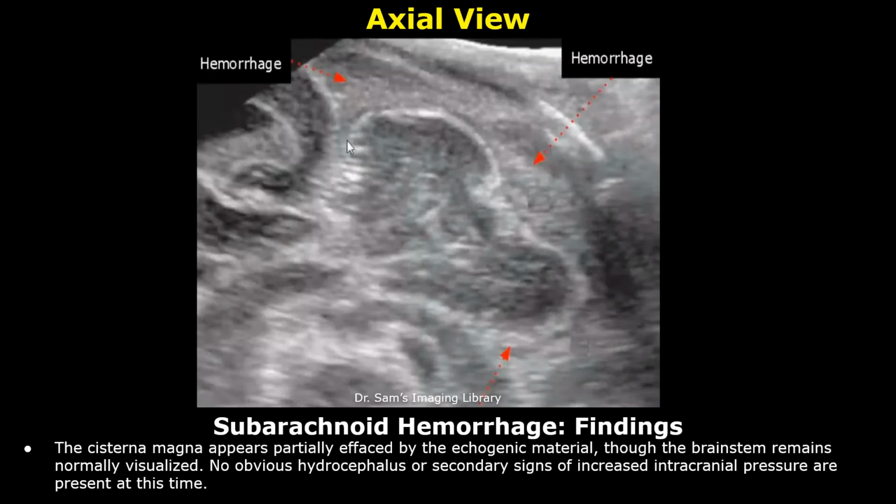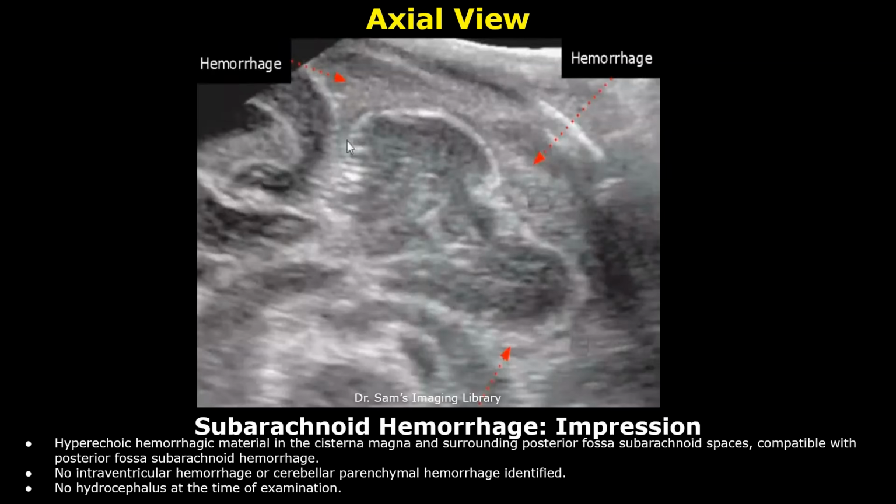No obvious hydrocephalus or secondary signs of increased intracranial pressure are present at this time. Hyperechoic hemorrhagic material in the cisterna magna and surrounding posterior fossa subarachnoid spaces compatible with posterior fossa subarachnoid hemorrhage. No intraventricular hemorrhage or cerebellar parenchymal hemorrhage identified. No hydrocephalus at the time of examination.